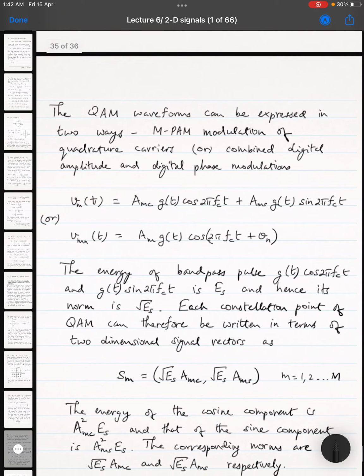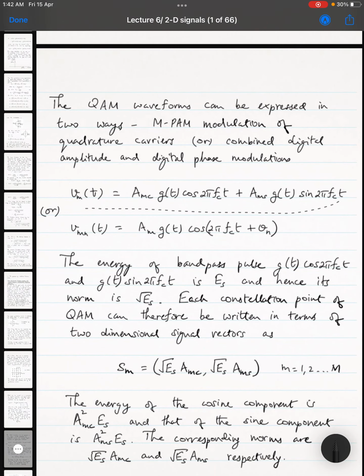So we can write it in terms of amplitude and phase modulation. So we have two representations for the QAM signal as we see here. The first representation is in terms of parallel M-PAM modulations, and the second representation is as a combination of amplitude and phase modulation. So we have an amplitude modulation, so each of the M1 amplitude levels and each of the M2 phase levels.